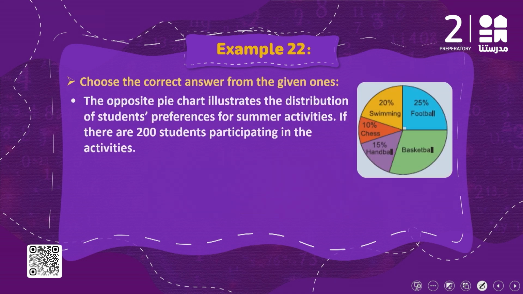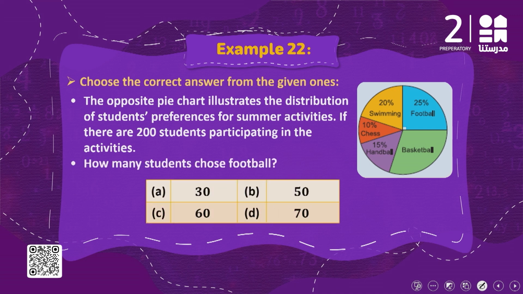The opposite pie chart illustrates the distribution of students' preference for summer activities. If there are 200 students participating in the activities, how many students choose football? Football is 25%. 25% means a quarter. So what is a quarter of 200? Simply it's 50. You can take 200 divided by 4 to find its quarter, or even multiply by 1/4. Both of them are right.